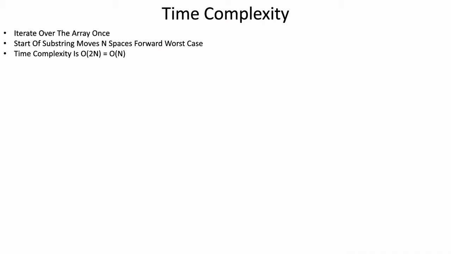Since we iterate over the array once normally, and we move the beginning of the substring by a maximum of n, the time complexity is worst case O of 2n or O of n.